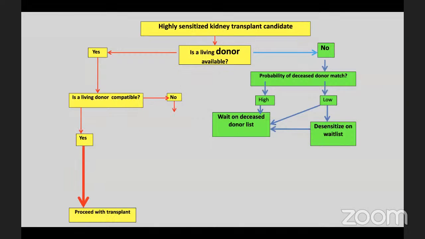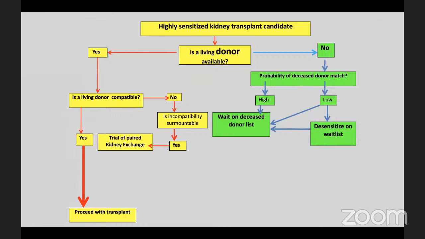If the donor is incompatible, then we look if the incompatibility is surmountable. That means if it is easily surmountable, then the patient goes in for a trial of paired kidney exchange. And we have a registry for this. This is called a sorted registry, where we include all these patients who have DSAs and positive cross match, and we try to do a virtual cross match of these patients.